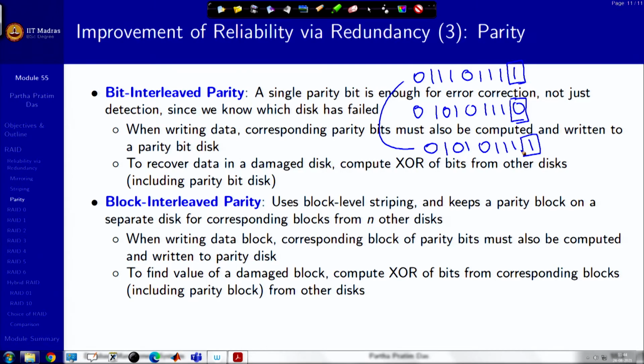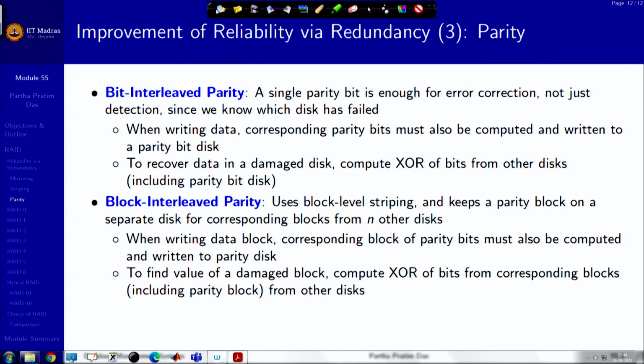To recover the data in the damaged disk, you XOR the bits of other disks, including the parity bit disks. So, that is how. You can have parity with bit interleaving, or what is more common these days, block interleaving. So, parity is another way, which is a lot more compact and less expensive in terms of storage compared to mirroring, and it is a smarter way to find out if there is some error that has happened and to correct for that error.